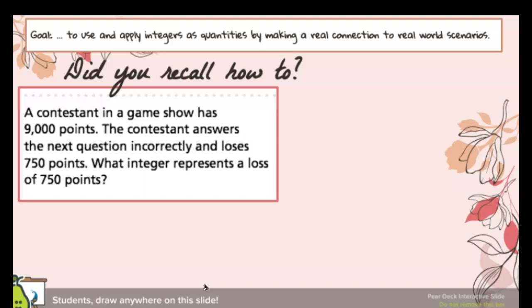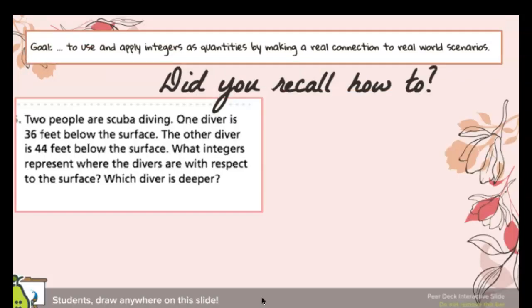All right, so this way. A contestant in a game show has 9,000 points. The contestant answers the next question incorrectly and loses 750 points. What is the integer that represents a loss of 750 points? Himandi, go ahead. The integer would be -750. That is correct. Let's go to the next question.